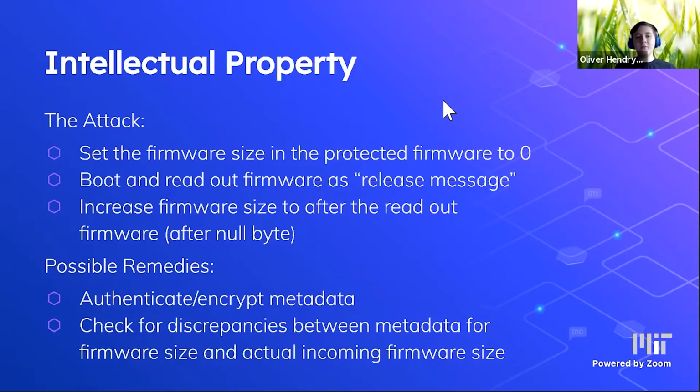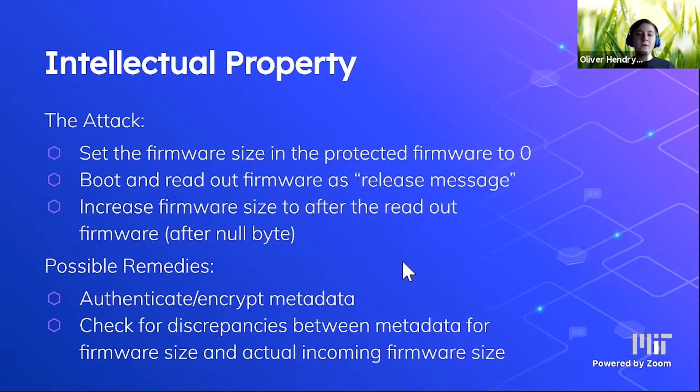For our intellectual property attack, because the metadata again was unauthenticated and unencrypted, we were able to set the firmware size and the protected firmware to 0. The firmware size was never checked, and setting the firmware size set the start of the release message, which is printed whenever the bootloader boots. So by setting the firmware size to 0, we're basically saying that the release message started at the start of the firmware, meaning that when we booted, it would print out the firmware as the release message.